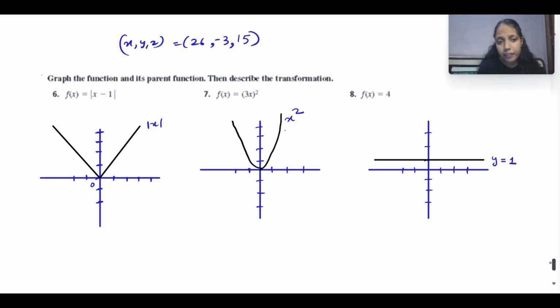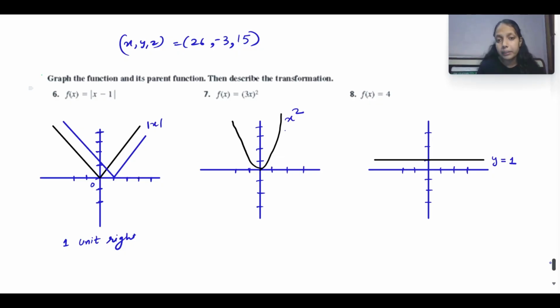How did this parent function, absolute x, change to absolute x minus 1? It is shifted 1 unit right. So its transformation is 1 unit right. You can copy this graph and shift it 1 unit right. Everything remains the same, just a shift of 1 unit right. That's it. This is how it will look.